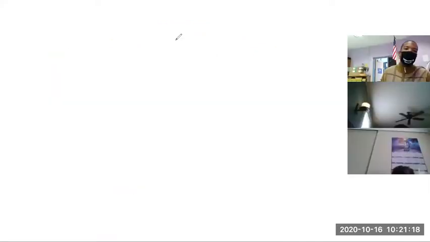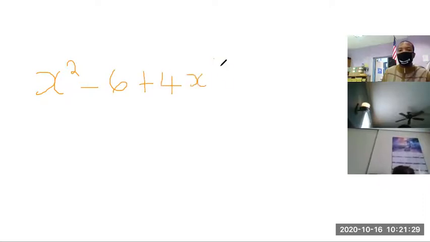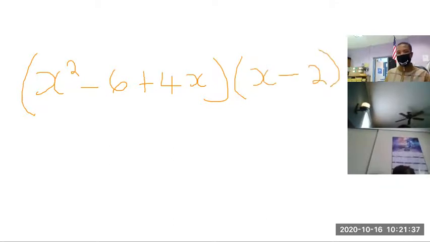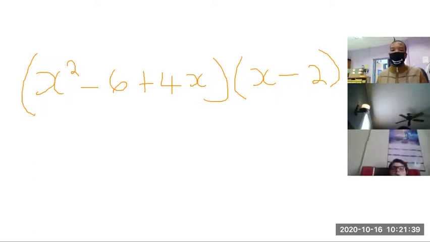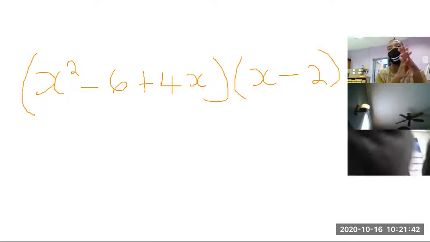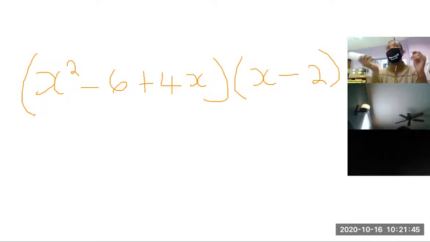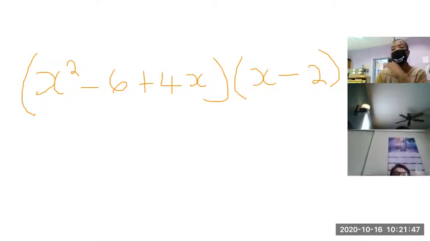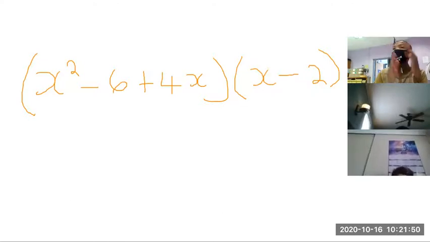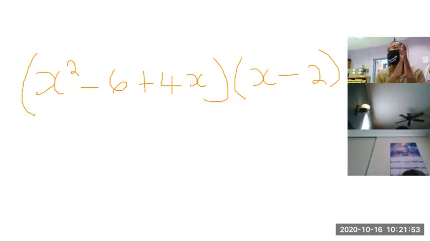Let's look at another question. So if, for example, I had x squared minus 6 plus 4x times x minus 2. I really want us to identify that with questions like these, when they're multiplying, we just have to ensure that we're distributing throughout the entire thing. Each term has to distribute to all the other terms in the other parentheses.